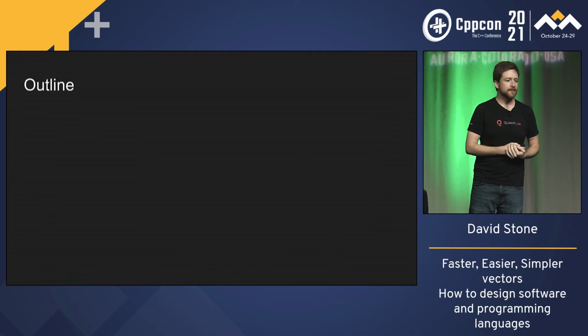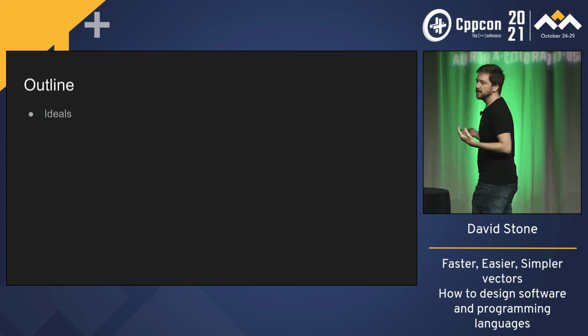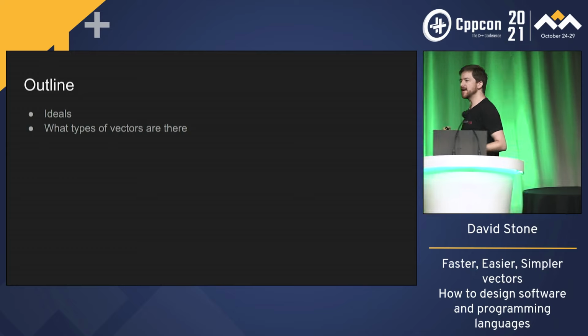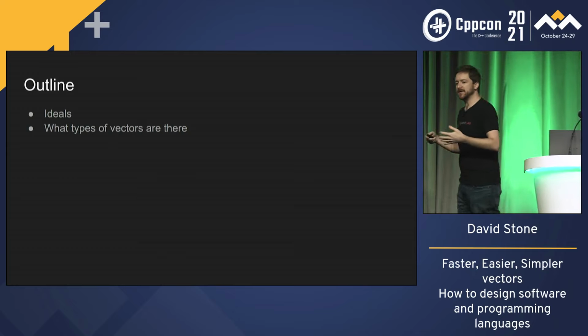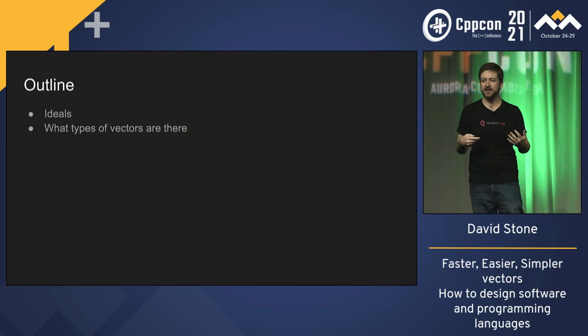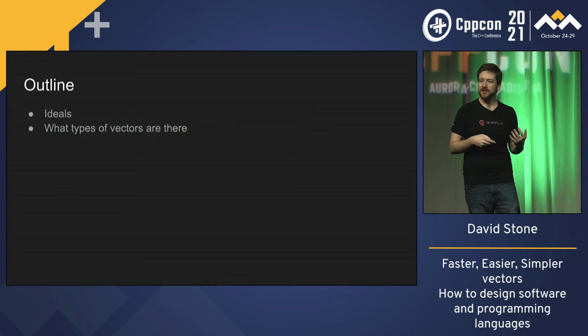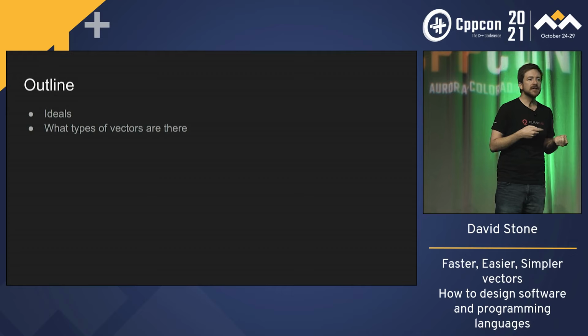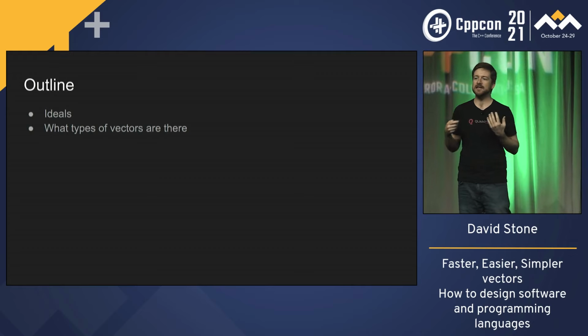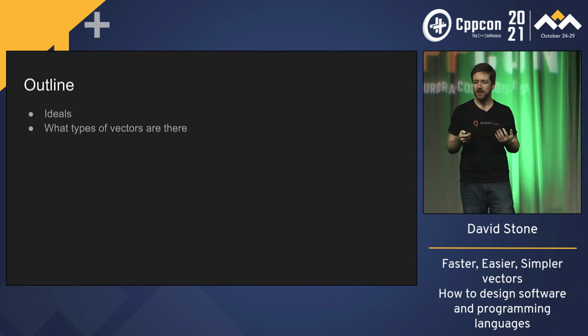So in this presentation, I'll be going over some ideals of software design, ideals of code itself, and then kind of narrowing that down into the specific. What types of vectors are there out there? We're all familiar with just the standard vector, the one in the standard library, but it turns out there's actually a lot of data structures that are really similar to vector. Some of them have the exact same guarantees but a different implementation. Some of them change the guarantees slightly to have slightly different performance characteristics to be better for certain workloads.